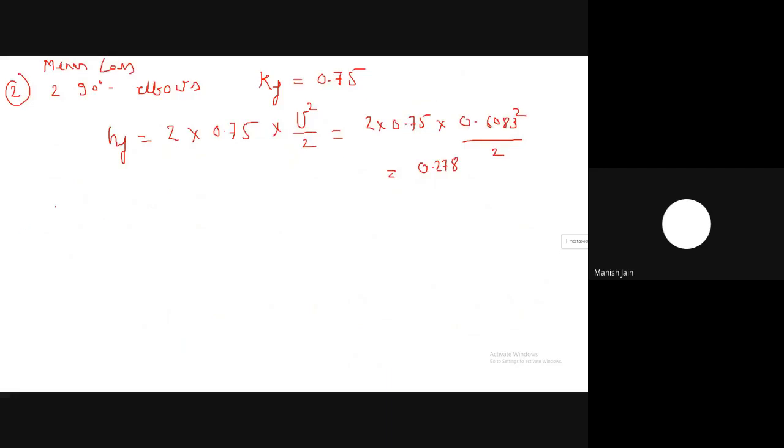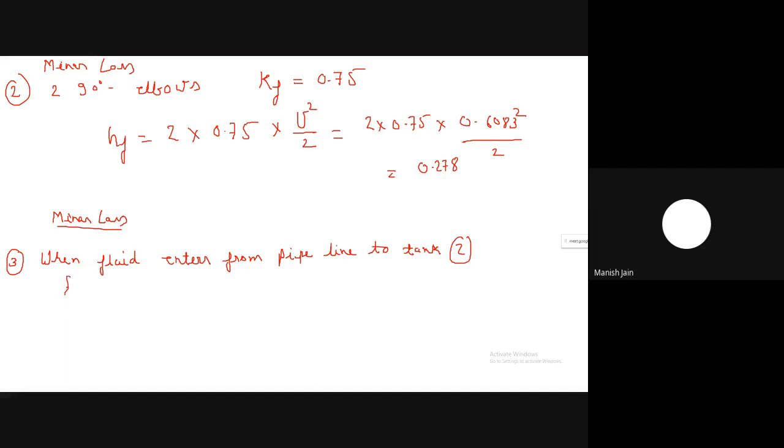Okay, now the third type of minor loss is when fluid enters from the pipeline to tank 2. So at this point, you have the sudden expansion.